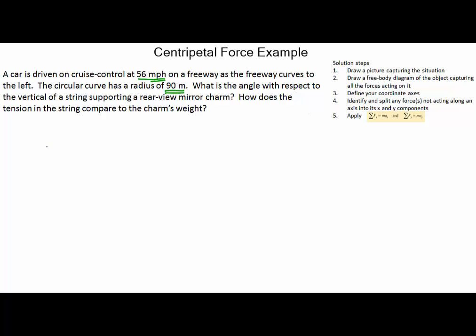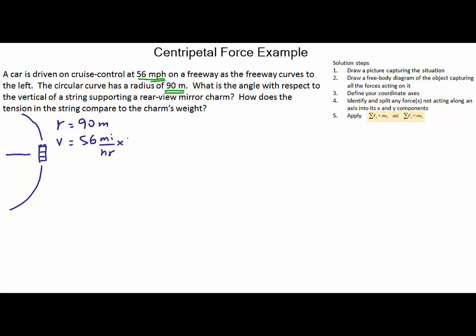In this case, I'm going to draw two pictures. Here's the car, and I'm now viewing it from the sky, so I'm seeing the car from the top. Here it is, headlights over here, and it's negotiating a curve or a turn. The circular curve has a radius of 90 meters to the center somewhere off this picture. And the speed of the car is given as 56 miles per hour. It's in cruise control, so that speed's not changing.